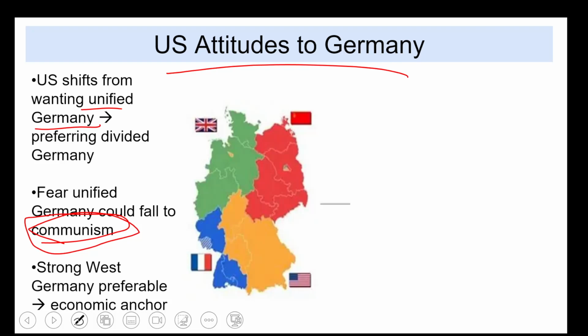So if Germany does reunify in 1948, 1949, what's going to happen? It could fall under communist influence. So the solution is, well, why don't we just create a strong West Germany, which is much more preferable to the Americans because it can act as an economic anchor, a Western capitalist state and a pioneer for Western capitalist values in the center of Europe. That's a pretty major strategic shift for the Americans, and actually weirdly Germany becomes kind of this economic anchor of Western Europe, but also a central pillar of containment, we could say.